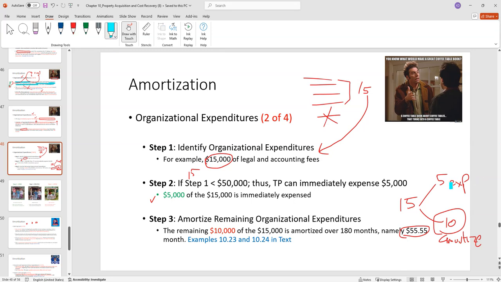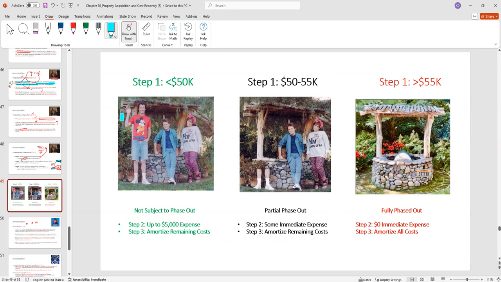So if I asked you what the total expense was, it would be the 5 up there plus the amortization, if we just asked for 1 month. That's what this slide is saying. Step 1, you figure out. We said a couple of different scenarios. Let's say it was 15, let's say it was 53, and let's say it was 70.